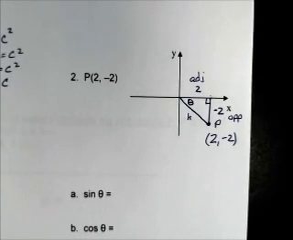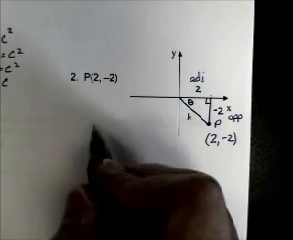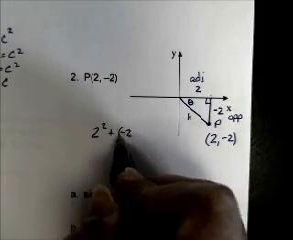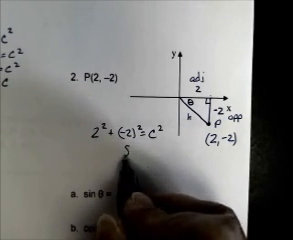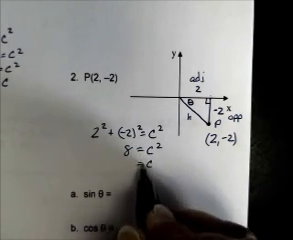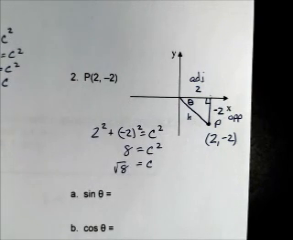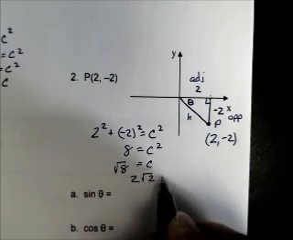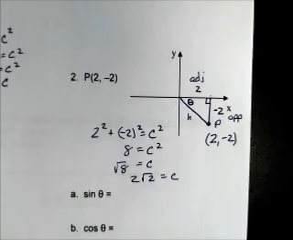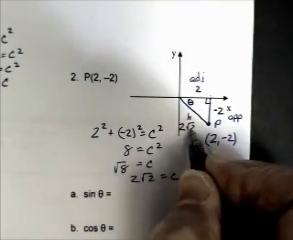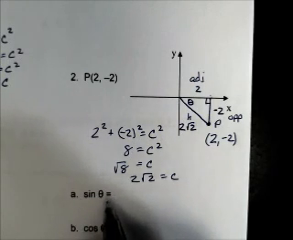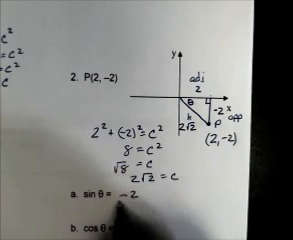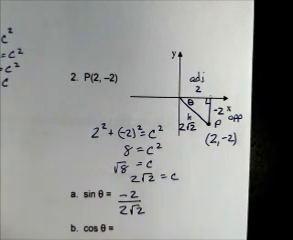Now it's just SOHCAHTOA. Oh, nope, forgot. I need to find the hypotenuse. So 2 squared plus negative 2 squared equals c squared. 4 plus 4 is 8, and the square root of 8 will simplify to 2 square root of 2. So 2 square root of 2 is our hypotenuse. Sine of theta, opposite over hypotenuse. Negative 2 over 2 square root of 2.